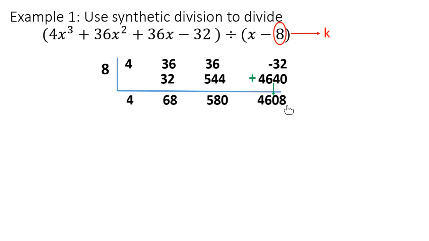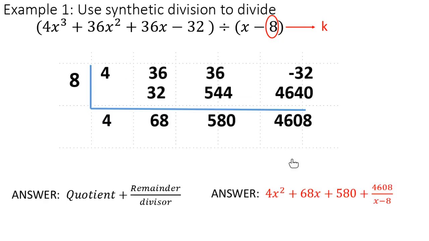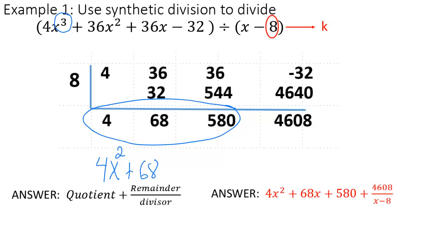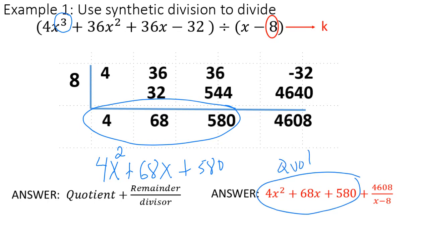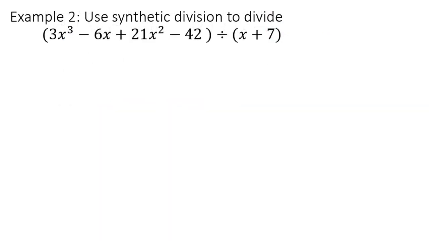Now, the remainder is going to be important for us. If you get a remainder of 0, then that's going to make us super happy. If you don't, then that's a different story, but we'll talk about that later. Okay, so here our remainder is 4,608, and then we're going to use the numbers before it to get our quotient. So we're going to have the 4. Remember the degree here was a 3, so I'm going to go 1 less, so that would be x squared. And then after x squared would be an x, and then you have the 580. Okay, so that's your quotient. Any questions on that one? Okay, let's look at the next example.